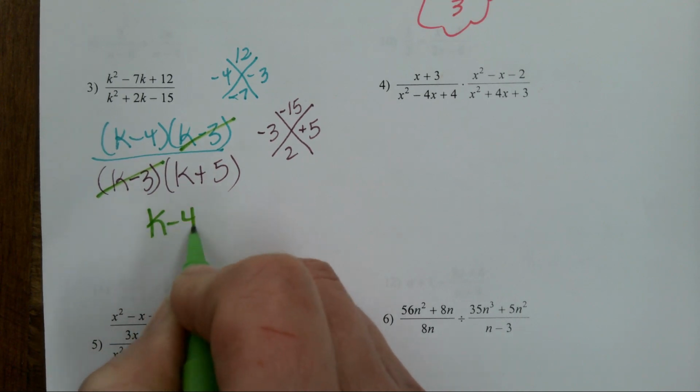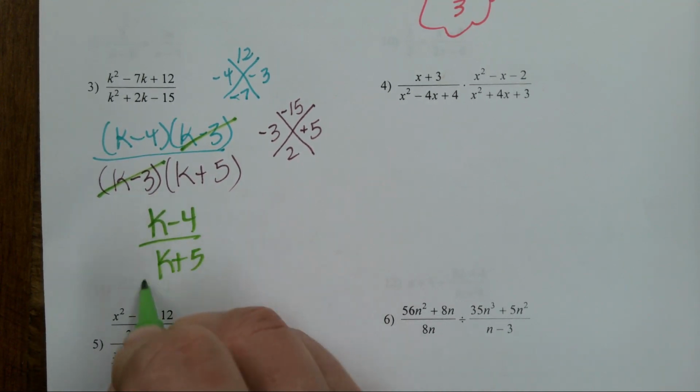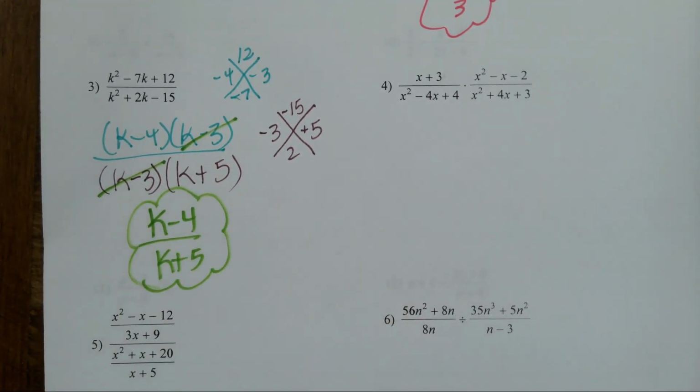And (k minus 4) over (k plus 5) is my final answer. Simplifying. Now we're going to get into multiplying and dividing.